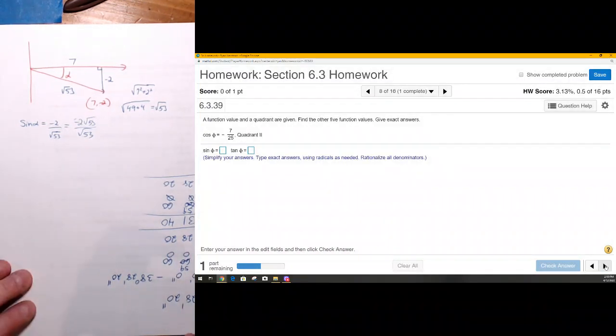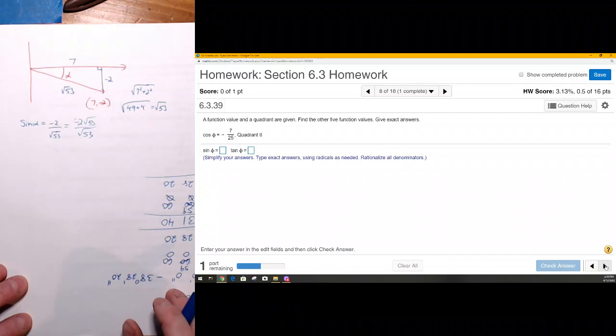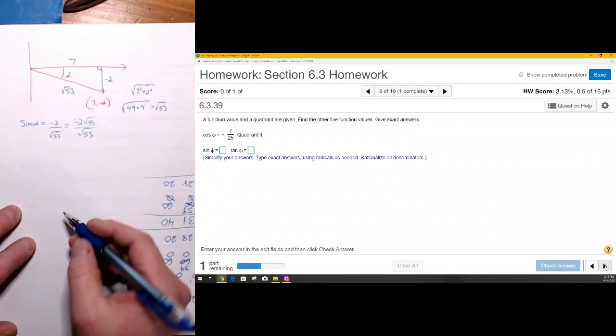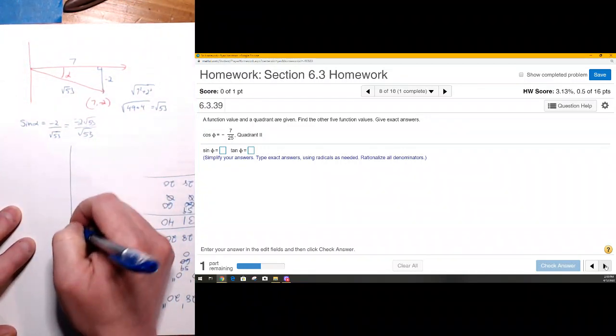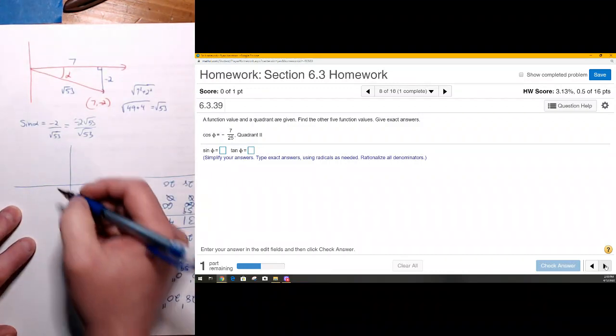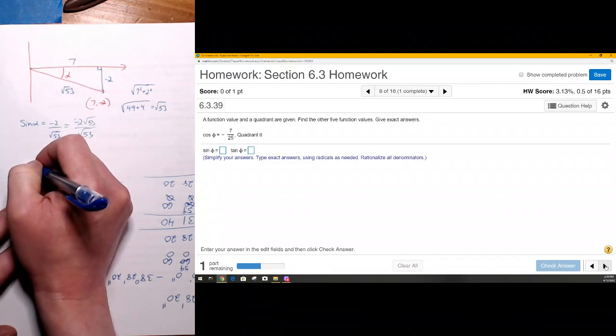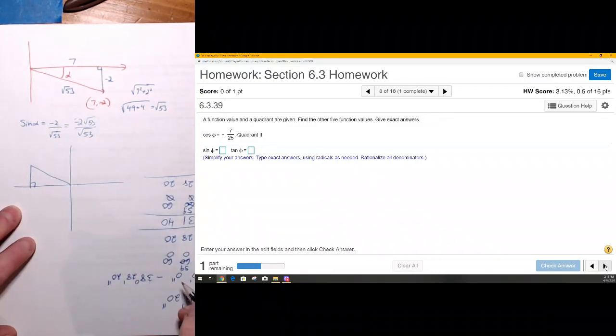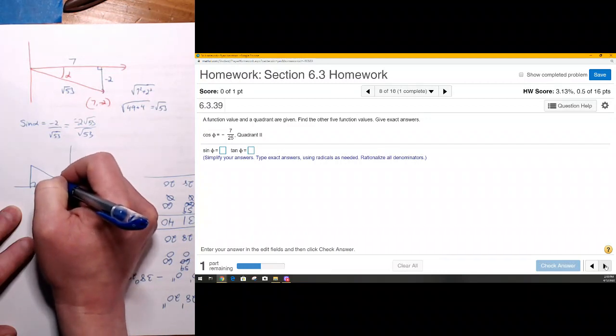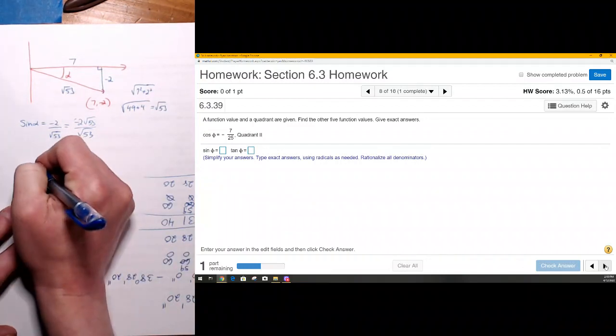Let's look at this problem that we have here. We're given that the cosine of phi is equal to -7 over 25, and we're told that it's in quadrant 2. So here we have our triangle. We know that it's in quadrant 2. It doesn't really matter how you draw the triangle. Here's our angle phi. Here's my point.